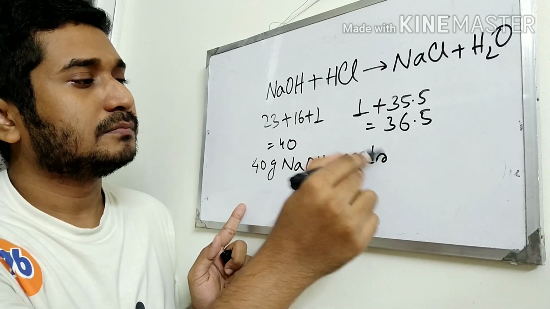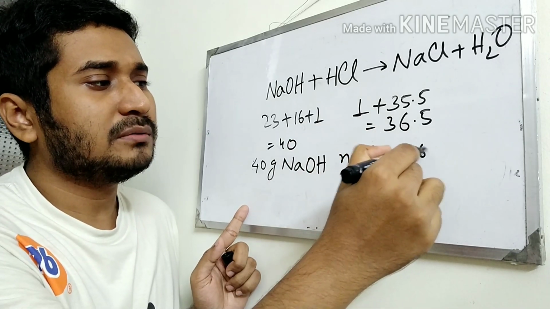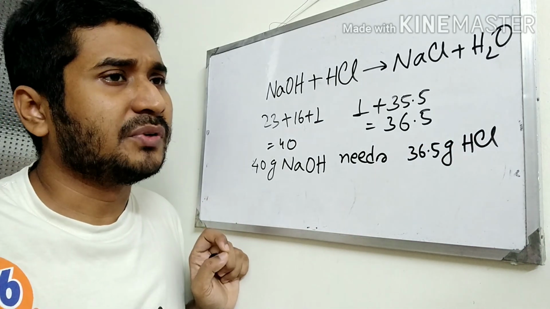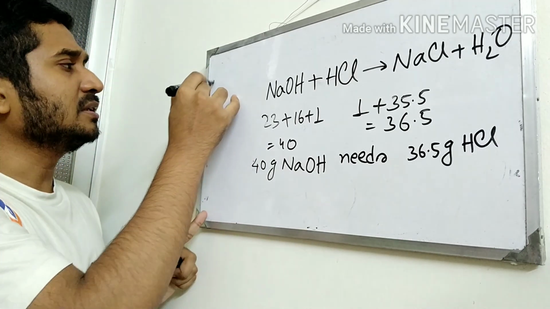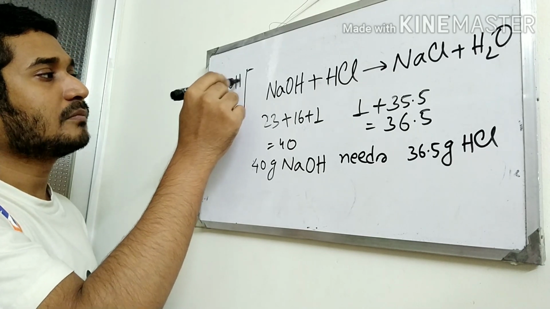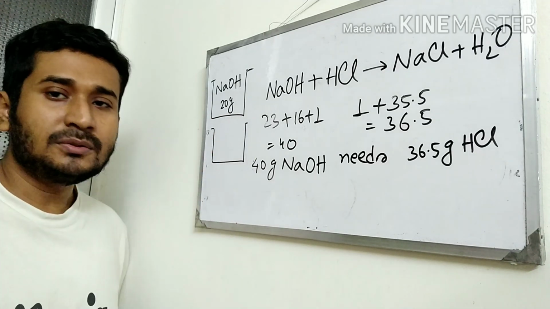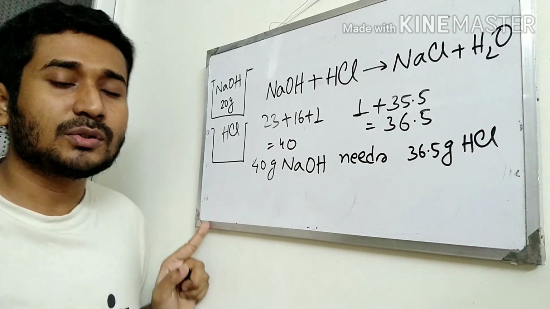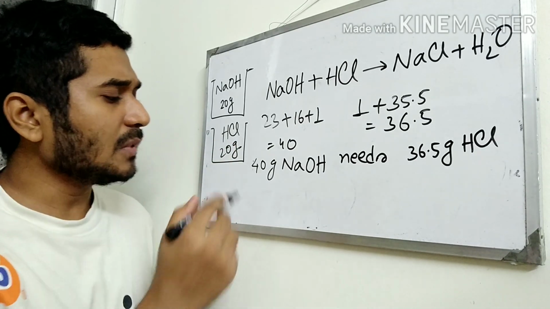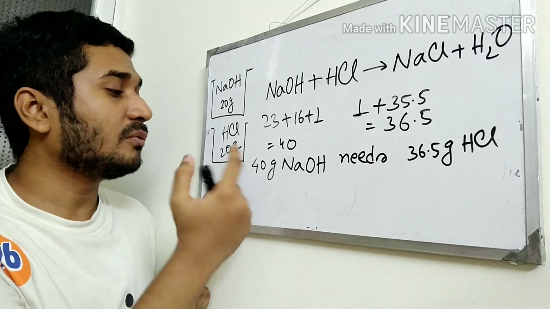needs how many hydrochloric acid? You can write 36.5 gram HCl. Okay. So suppose there is a passage which is discussing, say there is a pot containing caustic soda of 20 gram, and there is a pot also which is containing hydrochloric acid. It has also 20 gram of hydrochloric acid. Okay. So this is the sample, 20 gram of caustic soda and 20 gram of hydrochloric acid.